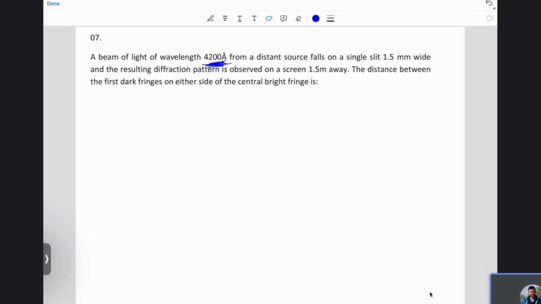Light from a distant source falls on a single slit. The slit width is given, and the resulting diffraction pattern is observed on a screen 1.5 meter away. The distance between the first dark ring on either side of the central bright. Again, the question is asking you 2 beta.